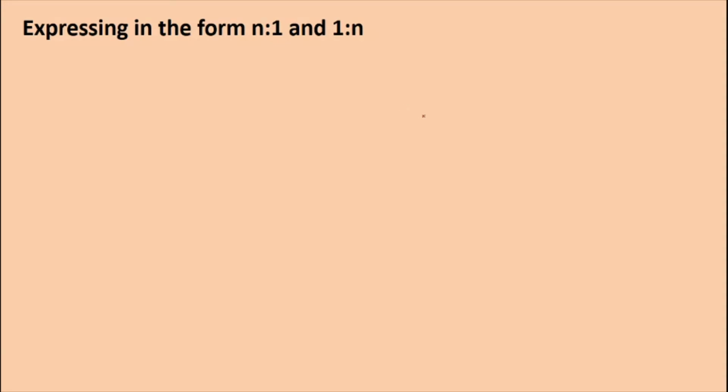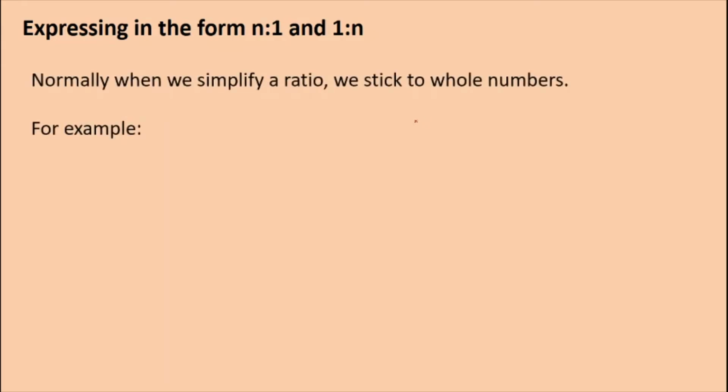So, expressing in the form n to 1 and 1 to n. This comes up occasionally. You can also use it as a tool within ratio whenever it is useful to you. So, normally when we simplify ratio, we stick to whole numbers. So, for example, if we wanted to simplify 10 to 18, we'd simply divide by 2 because they're both even and get 5 to 9.